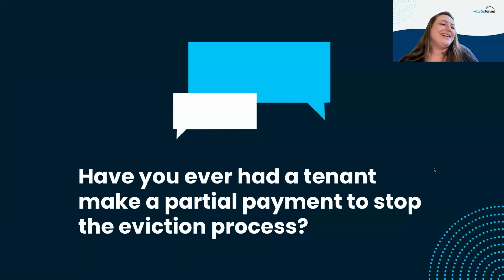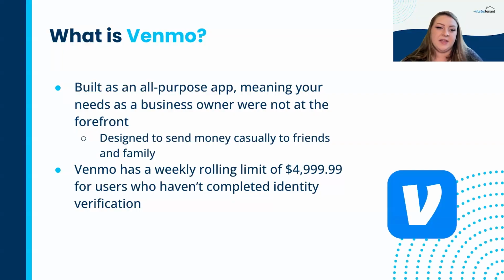There we go. So we've talked about Zelle. Another common payment method that a ton of people use is Venmo. So what is Venmo? Well, it's basically an all-purpose payment app. So yes, there is an arm of it that is specifically for businesses at this point, but it wasn't designed with business needs at the forefront. In fact, by and large, it was created to send money casually to friends and family. You'll notice that that's a theme with Zelle as well. So it's something that is really accessible to people. That's why so many landlords opt to use that or to allow tenants to pay rent through these methods.